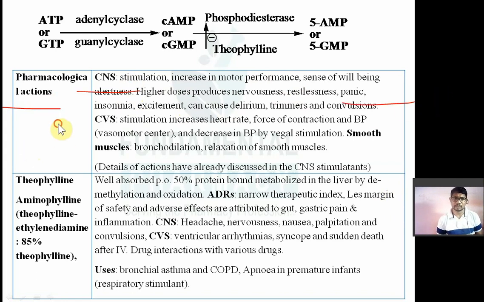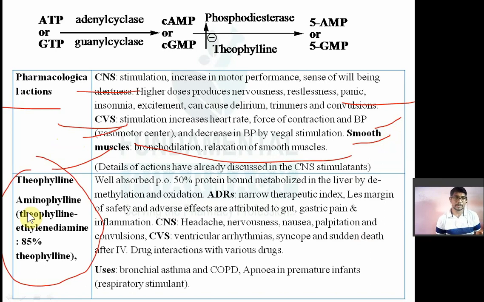On the cardiovascular system, see: stimulation and increase in heart rate and force of contraction, increase in blood pressure initially by acting on the vasomotor center. Because of vagal stimulation, it will decrease the blood pressure. Okay, what about smooth muscle? Relaxation of bronchial smooth muscle. So aminophylline consists of theophylline plus ethylenediamine: theophylline 85%, ethylenediamine the remaining 15%, which is called aminophylline.